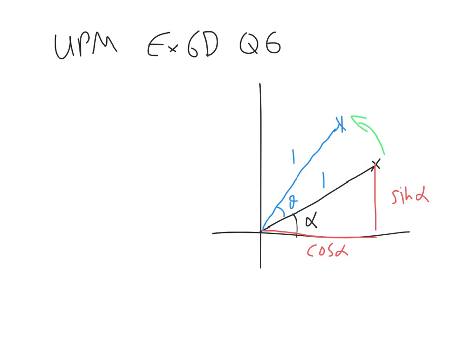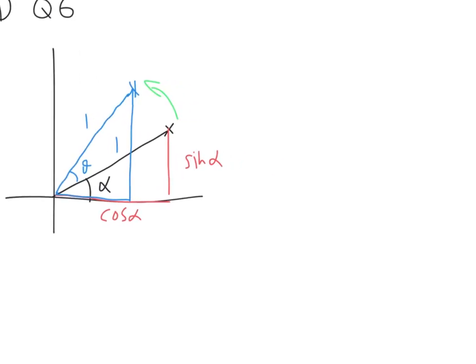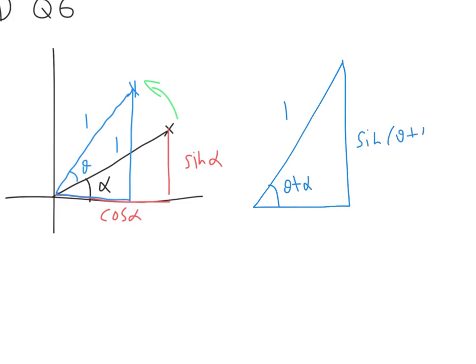What's this point here going to be? Let's consider the blue triangle. It's getting a bit messy, so I'm just going to draw it out again. So here, this angle would be theta plus alpha. Hypotenuse is still 1, and then the opposite would be sine of theta plus alpha, and the adjacent would be cos of theta plus alpha.